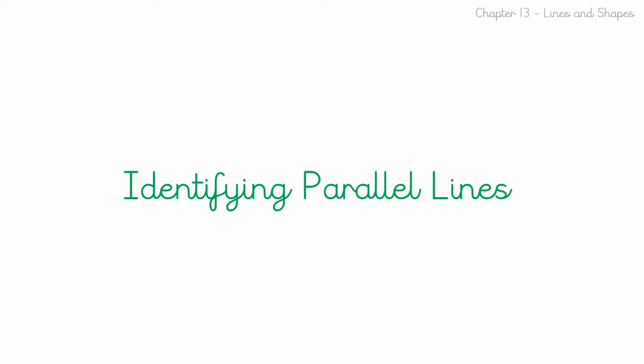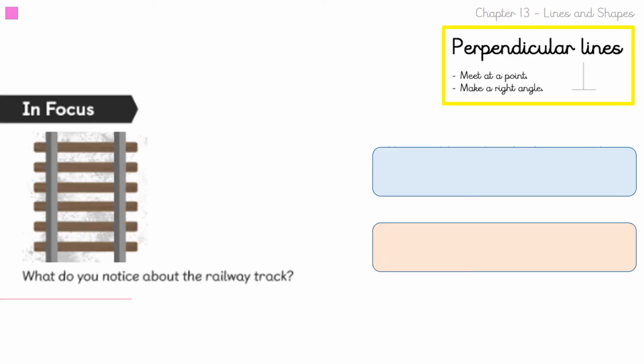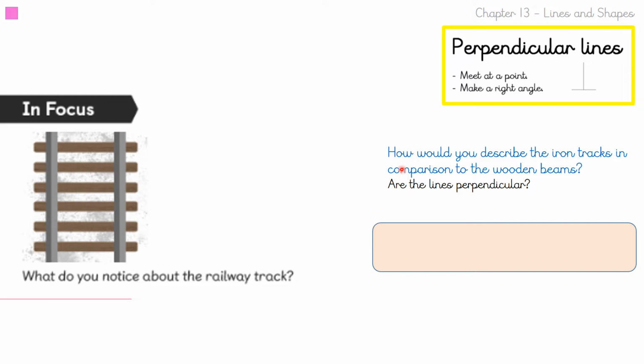We're going to be learning about parallel lines. We're going to start by looking at this picture. What do you notice about the railway track? Is there anything that you noticed here? Remember, yesterday we were learning about perpendicular lines. So what can you see in this picture that you could talk about? How would you describe the iron tracks in comparison to the wooden beams?